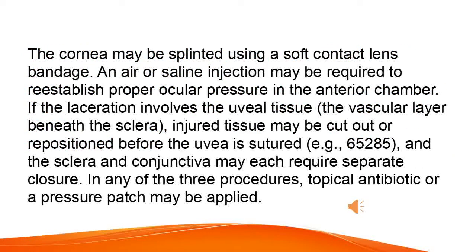The cornea may be splinted using a soft contact lens bandage. An air or saline injection may be required to re-establish proper ocular pressure in the anterior chamber. If the laceration involves the uveal tissue, the vascular layer beneath the sclera, injured tissue may be cut out or repositioned before the uvea is sutured, e.g., 65285, and the sclera and conjunctiva may each require separate closure. In any of the three procedures, topical antibiotic or a pressure patch may be applied.